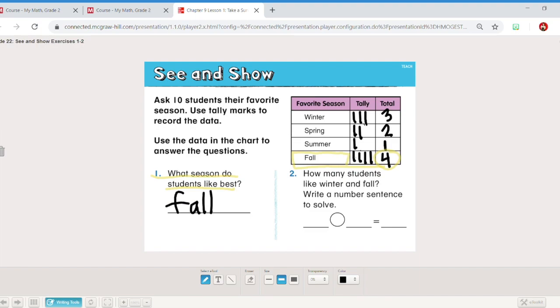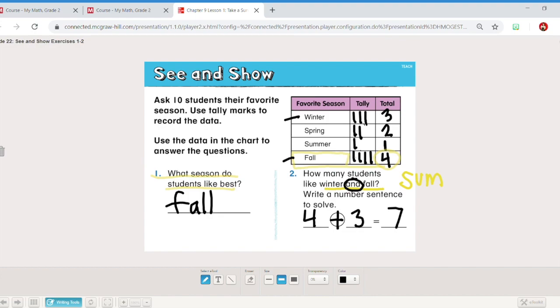Number 2, how many students like winter and fall? Now when we see and, that's the question trying to ask us for a sum. A sum is the answer to an addition problem. So I'm just going to write a little addition sign, a plus right there so I remember. So we need to collect our data. We need winter and fall. Well, we know fall already had 4 and winter has 3. So if we want to know and, which is the sum or the total, we'll add them together and get 7.